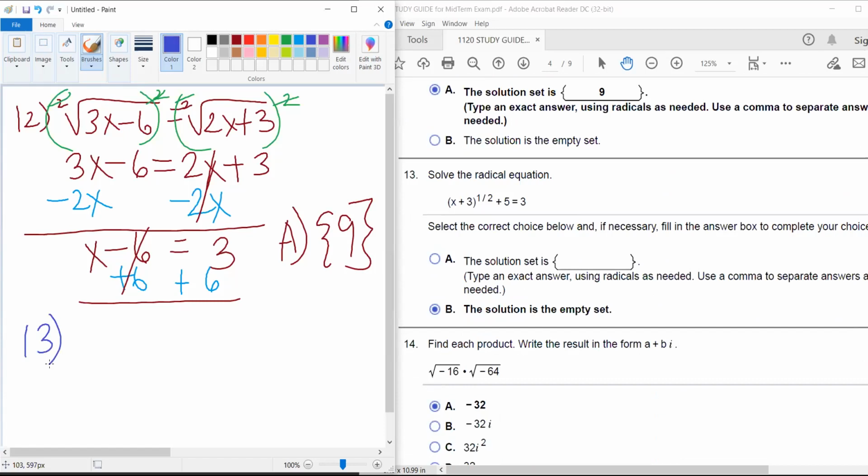Question 13, before we solve the radical equation, let's go over a basic definition of a square root. A square root will never ever equal a negative number. That's not possible. It would actually not be a real number, or it would be an imaginary number. So if your square root is equal to a negative number, then there is no solution or it's an empty set.